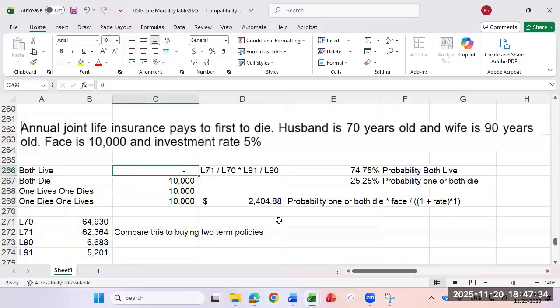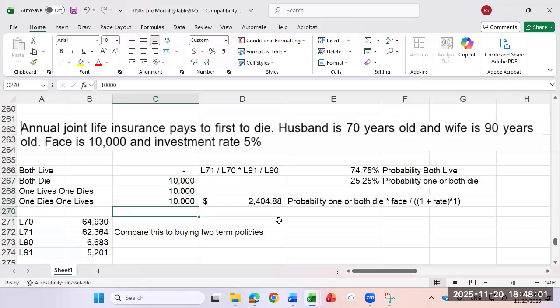So if you buy two term policies, what happens? If they both live, you get nothing. If one lives and the other dies, you get 10,000. If one dies, the other lives, you get 10,000. What if they both die? What do you get? You get 20,000. So there's a slight difference in these two policies, right? So buying two term policies is more beneficial in the probability that they both die.